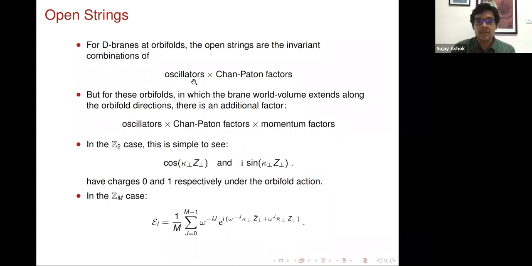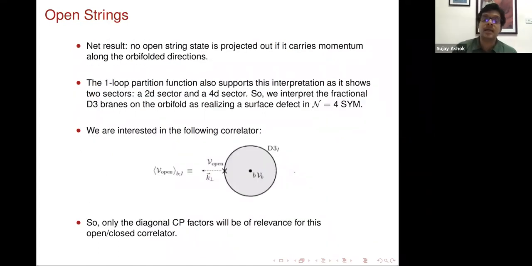Okay. So as a result of this, what we find is that unlike the earlier case of branes transverse to the orbifold, no open string state is projected out from the original D3 brane. Okay. So as long as the state carries momentum along the orbifold directions, the state is kept in the theory. But of course, supersymmetry is broken because of the presence of the orbifold and the D brane. So what happens is that you have an additional two-dimensional sector in addition to the four-dimensional sector. Okay? That's what leads to the breaking of supersymmetry.